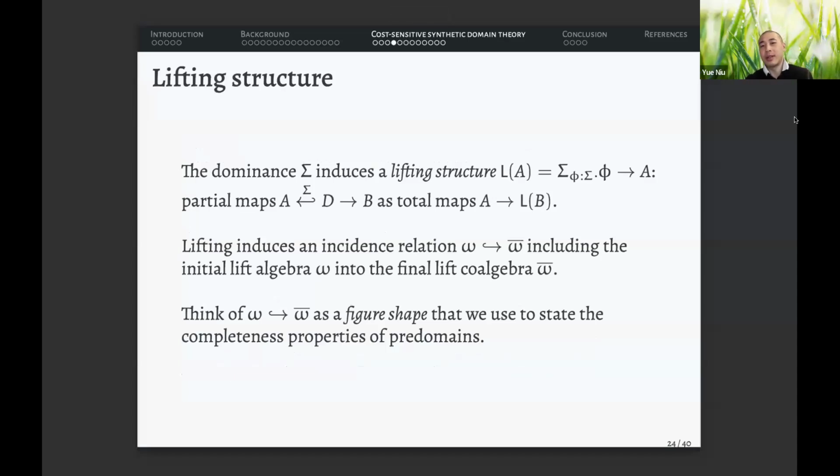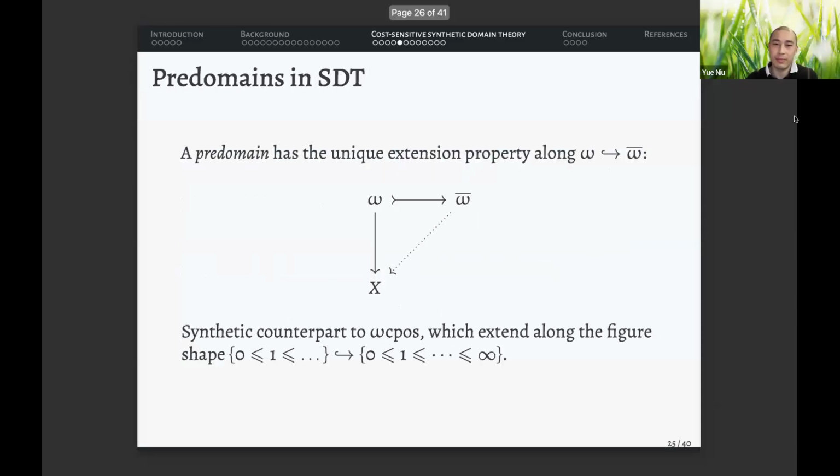Now, in a topos, a dominance induces a lifting structure defined in terms of a dependent sum type, in the sense that we can think about partial maps whose domains are classified by a sigma proposition as total maps into the lifted type. Lifting also induces an incidence relation that includes the initial lift algebra into the final lift coalgebra. We can think about this incidence relation as a figure shape that we can use to state the completeness properties of predomains. In particular, every predomain has the unique extension property along this figure shape. Observe that this is strictly analogous to classic omega CPOs, which have the extension property along the figure shape in which the generic chain is included into the chain equipped with a top element.